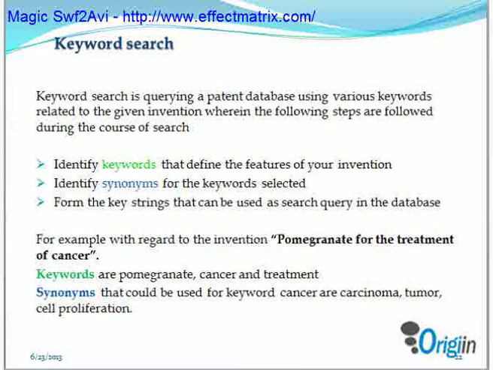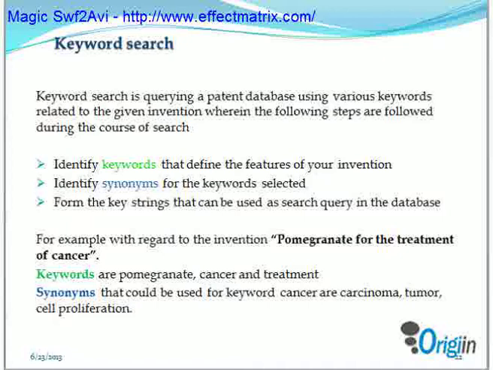Into detail of keyword search. Keyword search is querying a patent database using various keywords related to the given invention, wherein the following steps are followed during the course of search. First, identify the keywords that define the features of your invention, followed by identifying synonyms for the keywords selected, and then form the key strings that can be used as a search query in the database.